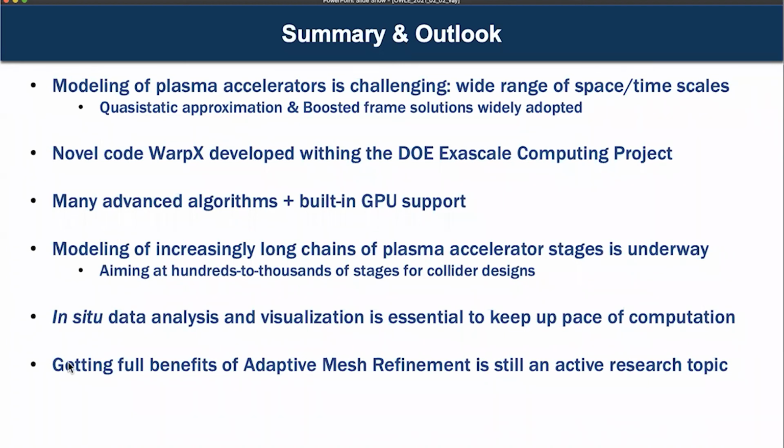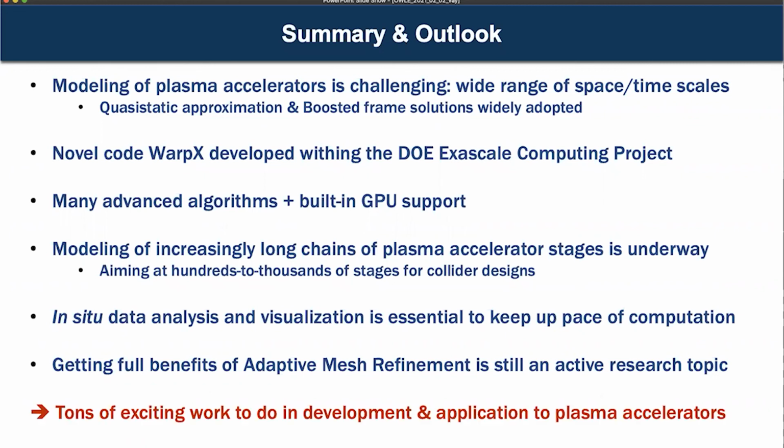Looking forward, it's important to realize, I didn't discuss in too much detail what can go wrong with adaptive mesh refinement, but it's challenging to get adaptive mesh refinement to be robust for these simulations, and getting the full benefit is still an active research topic, and that's something that is important for us to know. There's tons of exciting work, both on the development of adaptive mesh refinement, for example, to do, but also for the application to plasma accelerators.